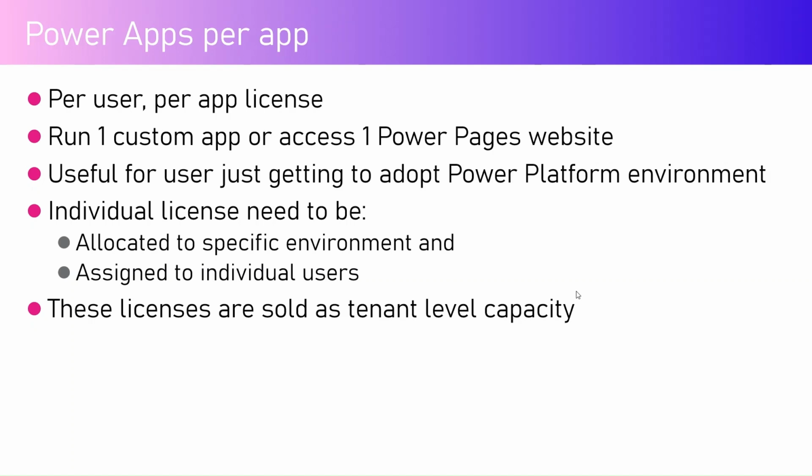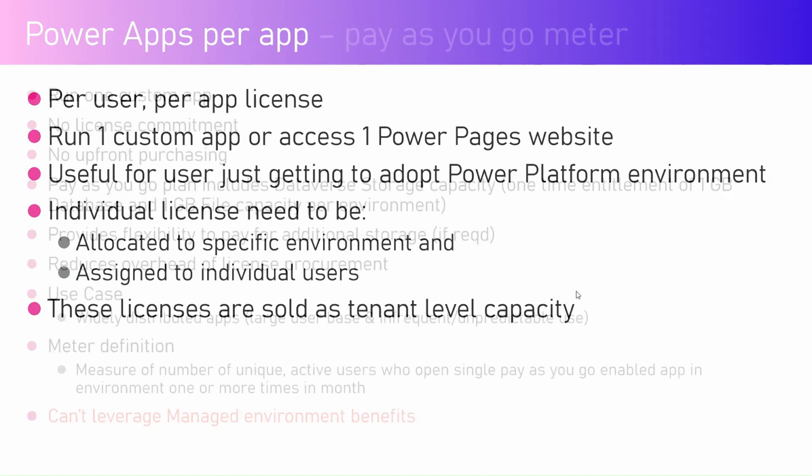Okay. Individual licenses need to be allocated to a specific environment and assigned to individual users. So if you assign this particular license, it has to be allocated at a specific environment level, which I'm going to show you once I start with the actual demonstration. This license can be assigned to individual users, and these licenses are sold at a tenant level capacity. So one is at a user level capacity, and then there is a tenant level capacity. I'm also going to show you where to configure this within your environment.